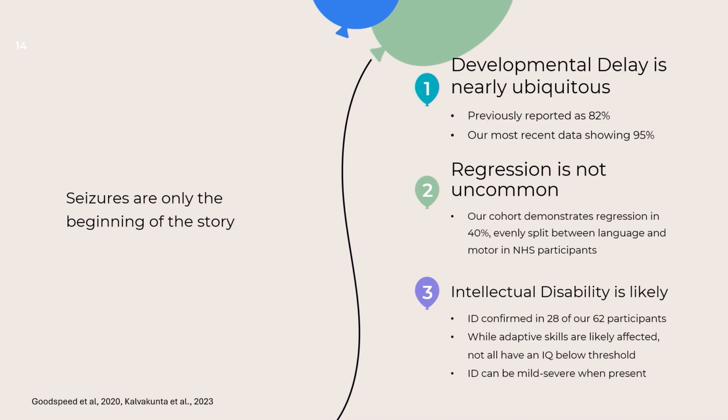GABA homeostasis contributes to brain development, guiding neuronal maturation, synaptogenesis, and encouraging neuronal networks to form. The grand majority of those in our cohort have some developmental delay, and in about 40%, there's also developmental regression. When looking closely at our natural history study participants, there was a split evenly between regression in language and motor skills. As I will detail more in a little bit, adaptive skills are also affected, even if the threshold for intellectual disability is not met. ID can be severe, but in the participants that we had confirmation of an ID diagnosis, it ranged from mild to moderate.